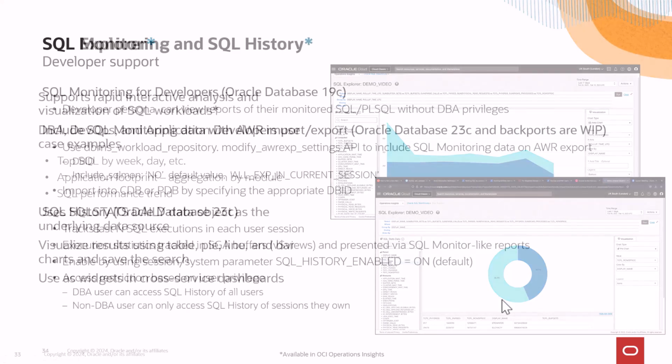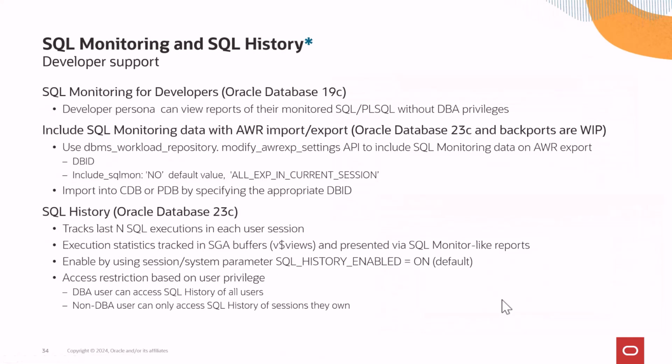Next, we have SQL monitoring for developers and SQL history. These features are introduced in 23c. We can import and export SQL monitoring data using AWR import and export. SQL history gives us information on what DMLs or DDLs are run in a particular session. This would help any developer to know what queries are executed in their session, and also helps DBAs know what queries are running on a single or multitenant database.